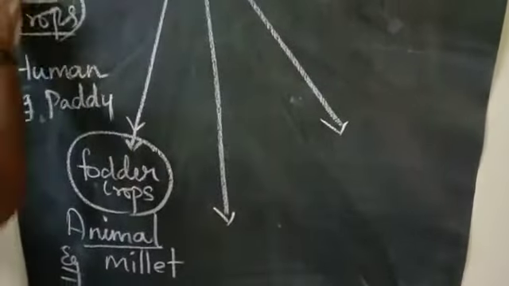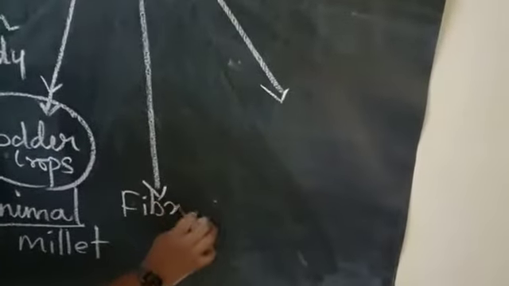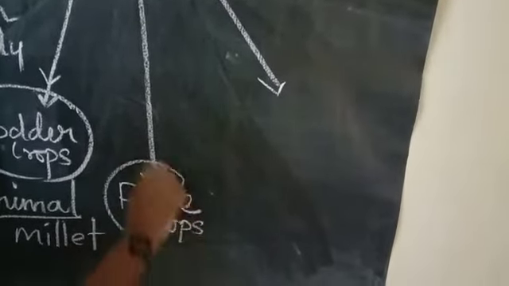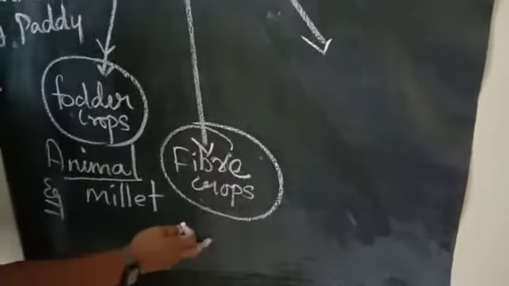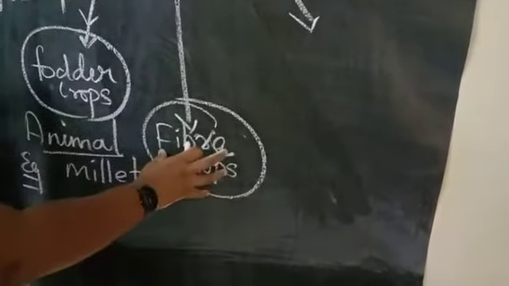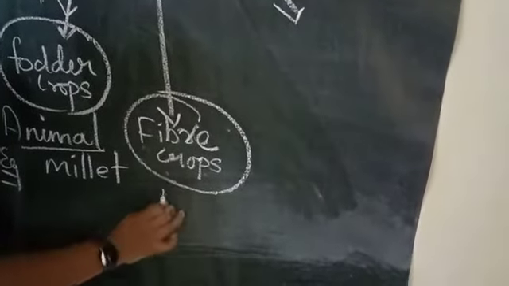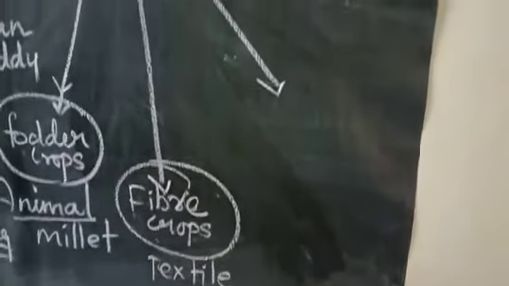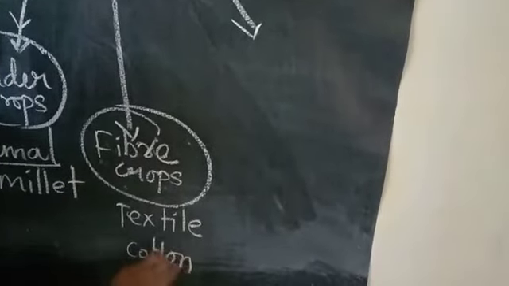And next, if you see, fiber crops. These fiber crops are grown for textile purposes. For example, flax, or some of the banners they use to prepare. For that purpose, for the textile purpose, these crops are used. And an example is cotton.